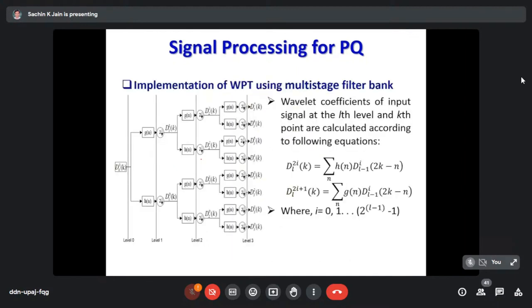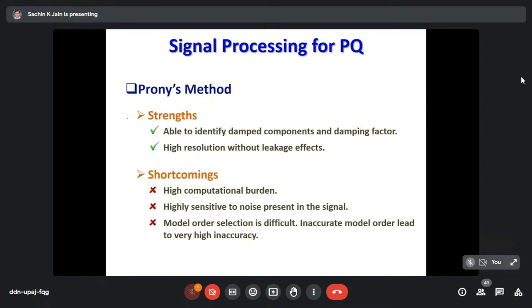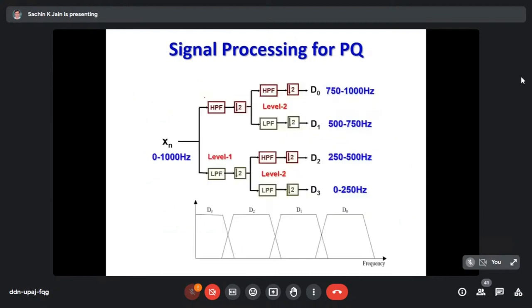So wavelet packet transform using multi-stage filtering. Then comes Prony's method. Now this belongs to the parametric methods. It is able to identify damped components also. In wavelet or Fourier transform, it is not possible.